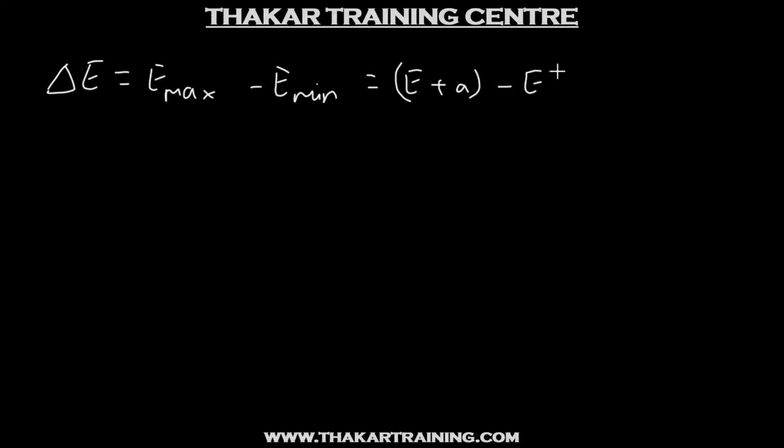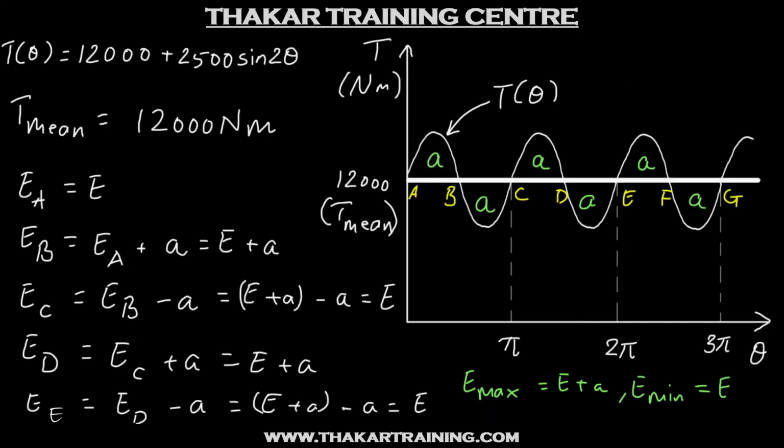And so the maximum fluctuation of energy, delta E, which is E max minus E minimum, will be equal to E plus A minus E, which will be equal to A. Now what is this A equal to? It is this area, right? It is this much of area. So how do we find that area now?